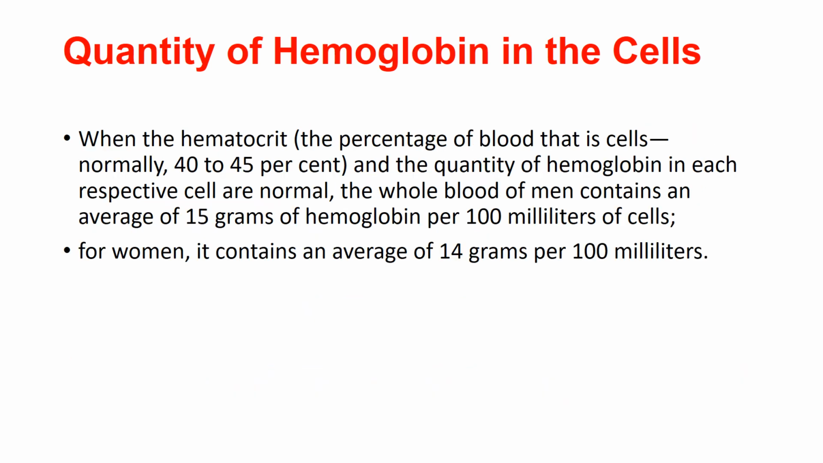When the hematocrit, the percentage of blood that is cells, normally 40 to 45%, and the quantity of hemoglobin in each respective cell are normal, the whole blood of men contains an average of 15 grams of hemoglobin per 100 milliliters of cells. For women, it contains an average of 14 grams per 100 milliliters.